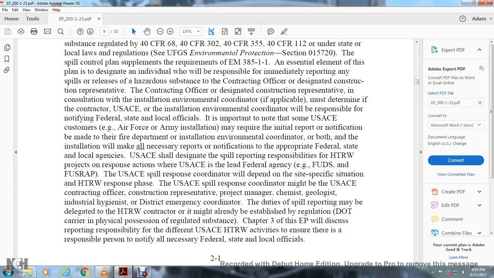The USACE response coordinator will depend on the site specifics of the hazardous, toxic, and radioactive waste response. The USACE Spill Response Coordinator works with the USACE contracting officer or construction representative, the project manager, the chemist, geologist, and industrial hygienist, and with the district emergency coordinator on the spill. The duty of spill reporting may be delegated to the hazardous, toxic, and radioactive waste contractor, who may already be established under the regulation as having physical possession of the regulated substance.